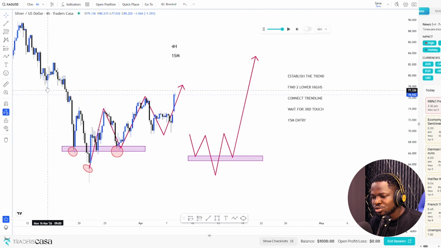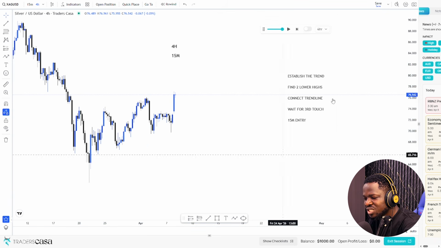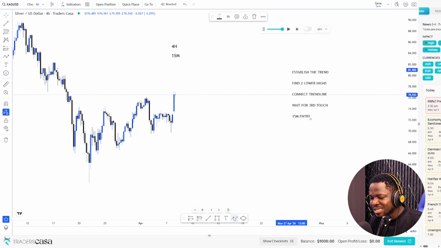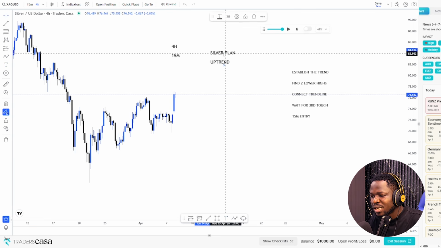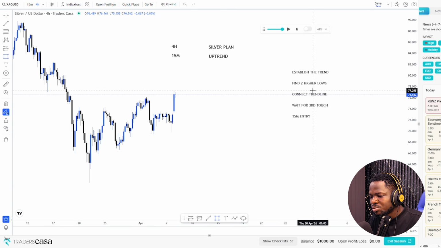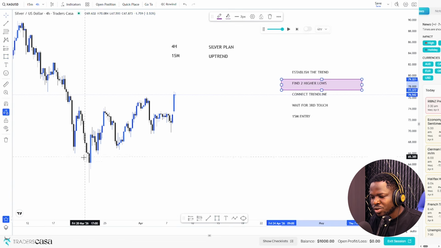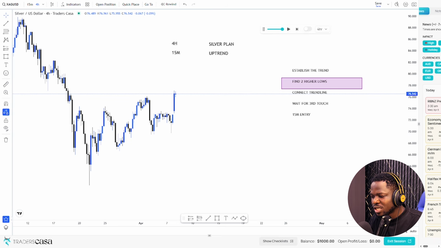Now being able to solve the problem one, which is the trend, and the trend on silver plan, we have uptrend market on the silver chart. The second step is to find two higher lows during this bullish market condition.